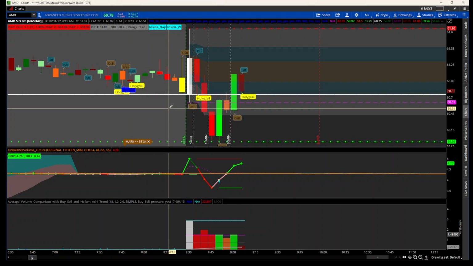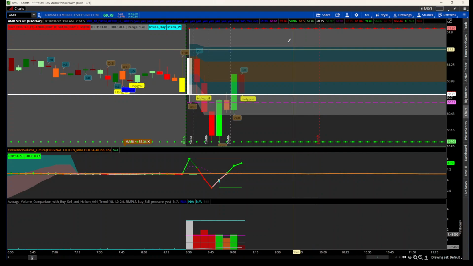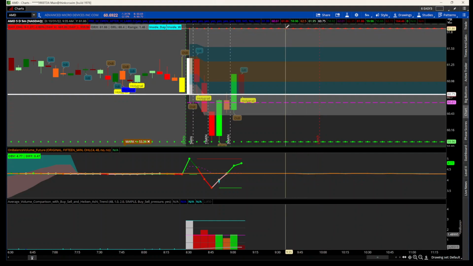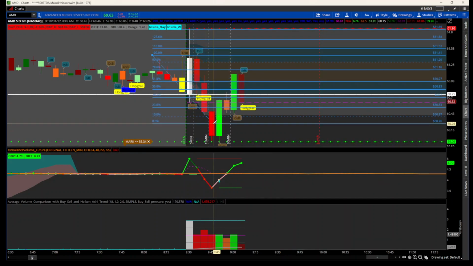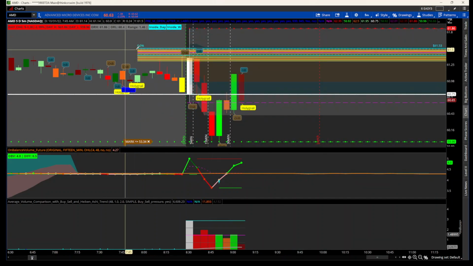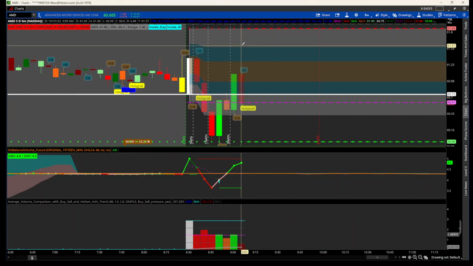The other thing I programmed into the open range is actually fibs as well, and that's what this cloud is showing you. This is your open range high, open range low. This is your 28.6, your 38.2, your 61.8, and your 78, I can't remember right offhand what that is, your 78.6 fib right here.